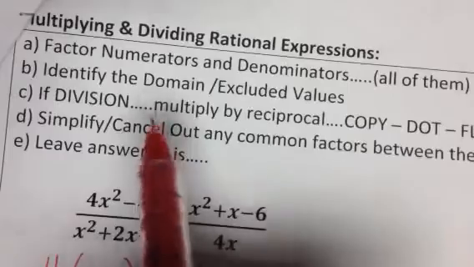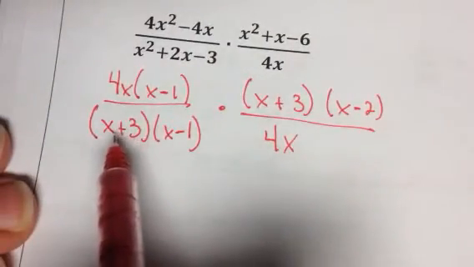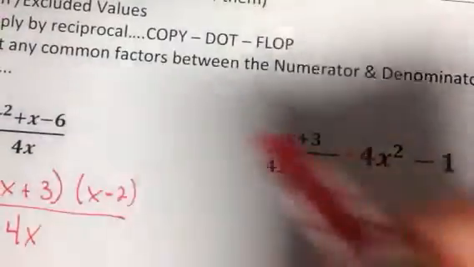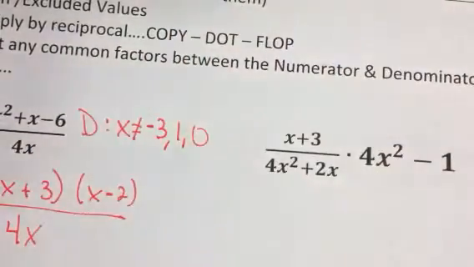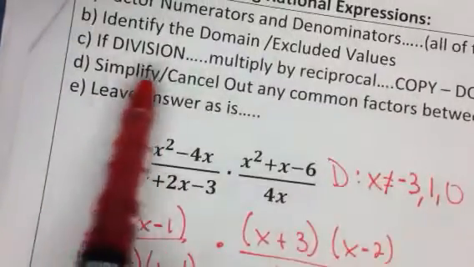So that's step A. Let's go to step B, figure out those domain issues or excluded values. Look at the denominator. Never pick -3, 1, or 0, so I'm just going to put that over here. For my domain, I cannot let x be -3, 1, or 0. We can write them in any order. And it's not division, so we don't have to do that.